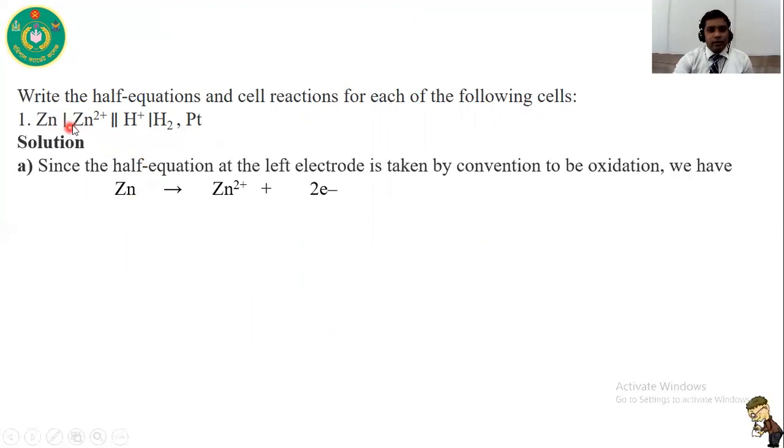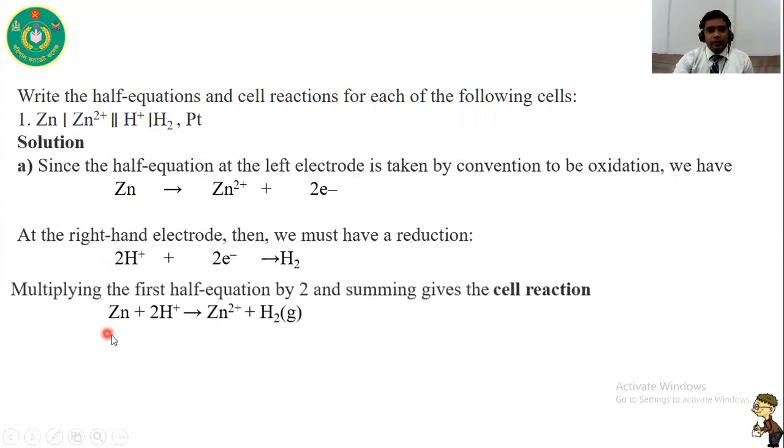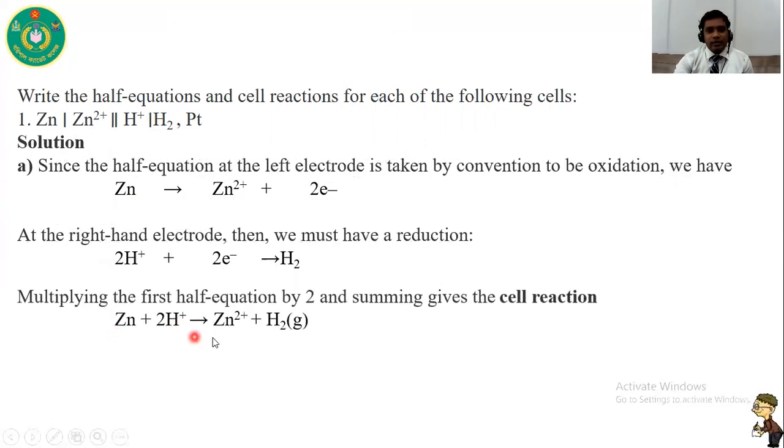At first this is the anode, that means in this case oxidation occurs. So we write zinc, we lose 2 electrons and we get Zn2+, and this undergoes reduction. So H+ plus electron gives hydrogen gas. So the cell reaction is Zn + 2H+ arrow Zn2+ + hydrogen gas.